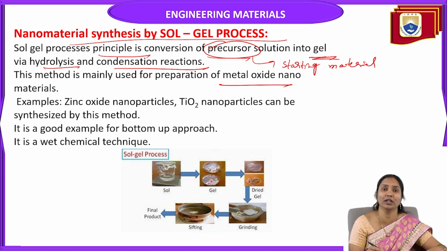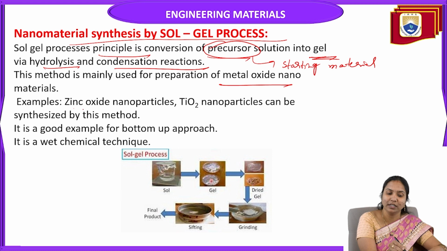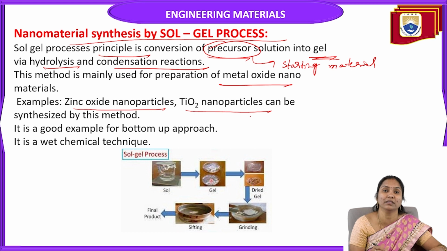So what is the principle involved in this? The precursor, the starting material, the precursor solution is converted into gel, via hydrolysis and polycondensation reactions. The best examples are zinc oxide nanoparticles and titanium oxide nanoparticles, which can be synthesized by this sol-gel method. It is a good example of the bottom-up approach, micro to macro.